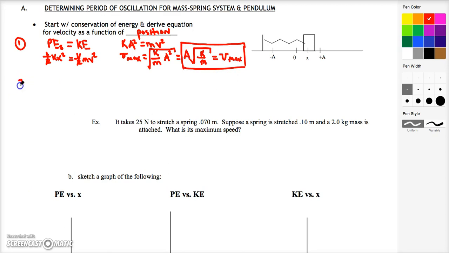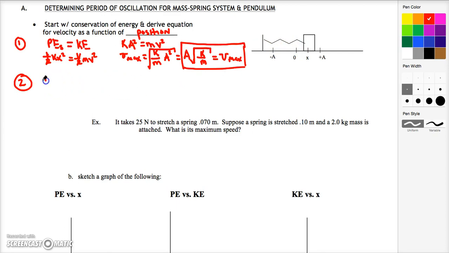All right, so case 2 is if I want to describe the speed anywhere in between. Well, anywhere in between, it's not going to have all of its energy be just kinetic, but some of it is also going to be elastic potential, because the spring is still stretching between negative A and 0.